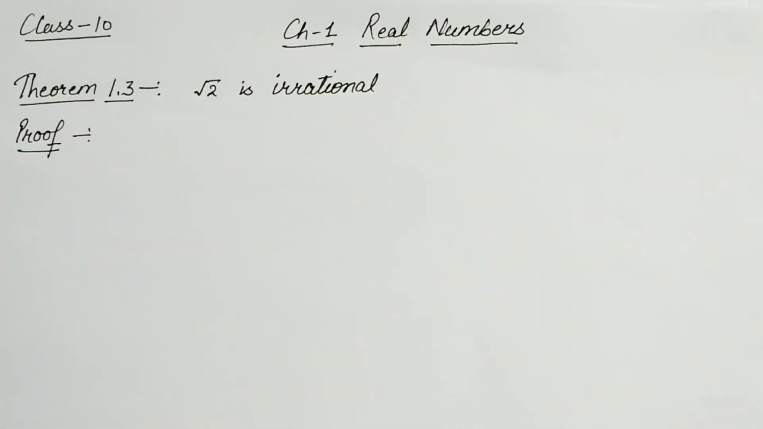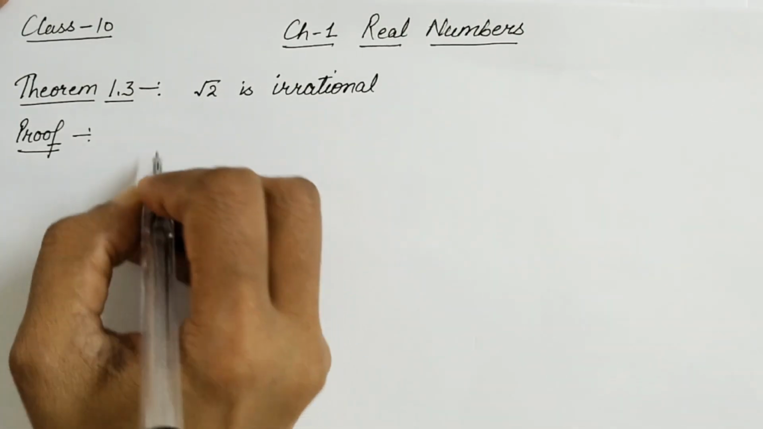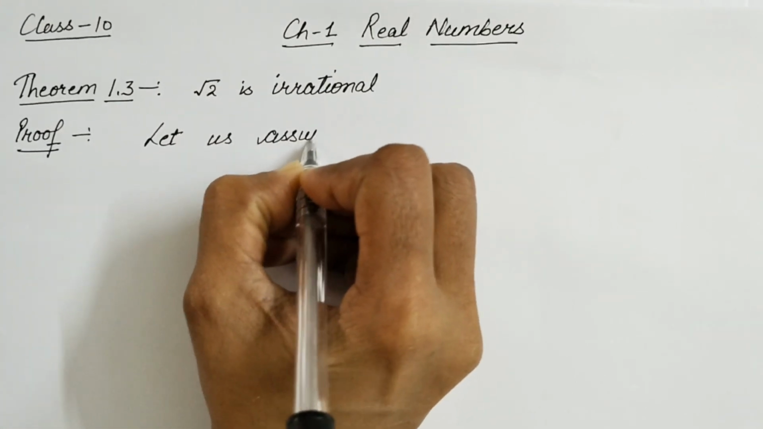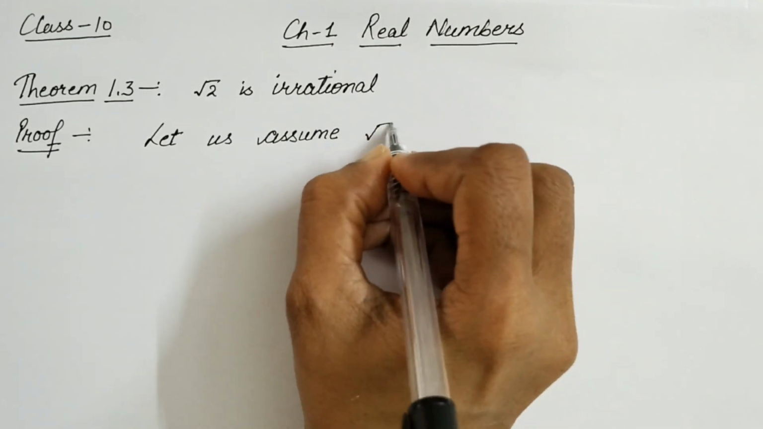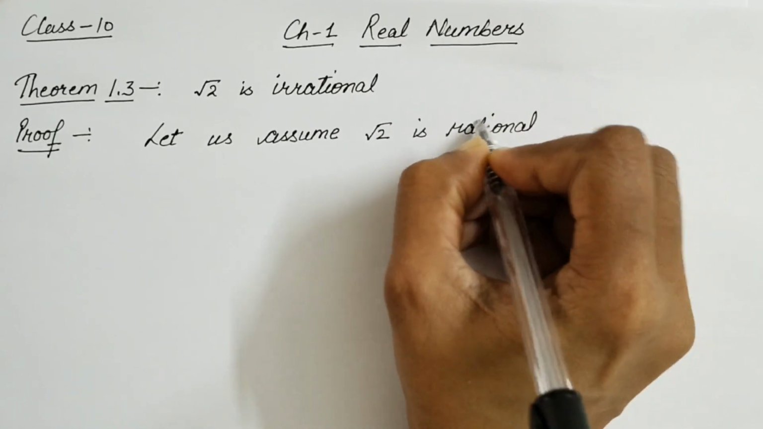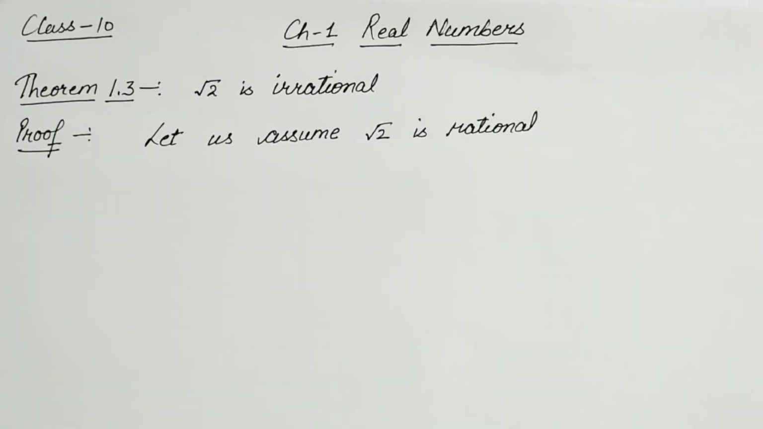Theorem number 1.3 we are going to prove with the help of theorem 1.2. We are going to prove here that root 2 is an irrational number. And this we are going to prove with the help of contradiction. So here we are assuming that root 2 is rational. So let us assume root 2 is a rational number.